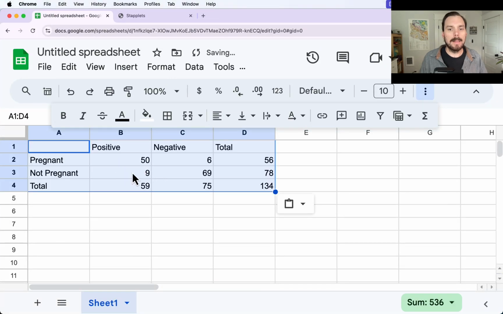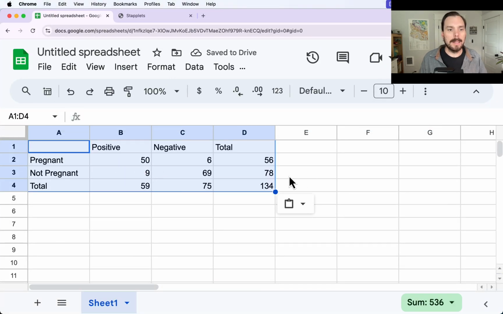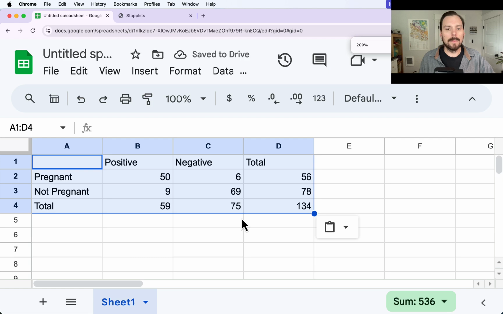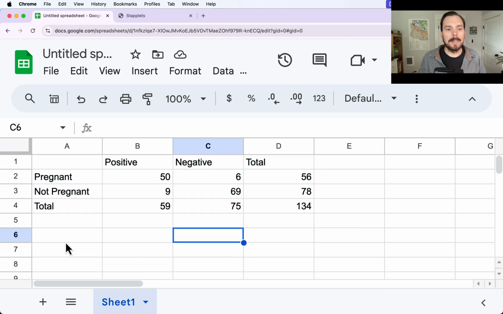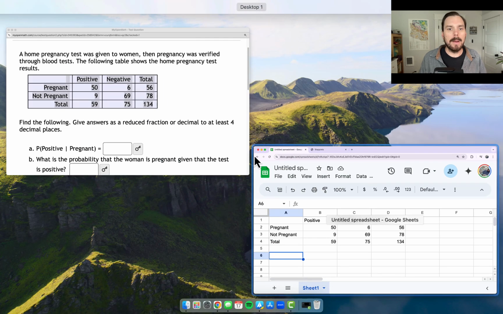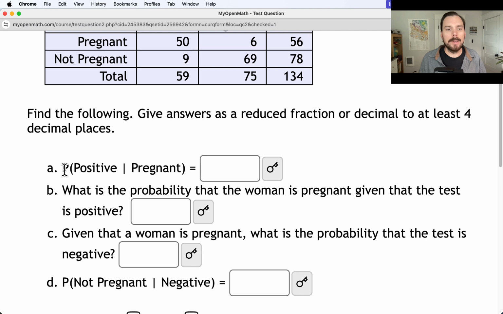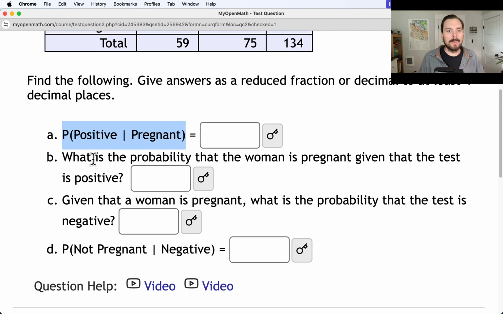I'm going to look at this in both Google Sheets and Stapplet to show you a couple methods of getting these answers. We'll also compare the notation to different ways that these could be worded. You see, sometimes we have notation, sometimes we have these questions.